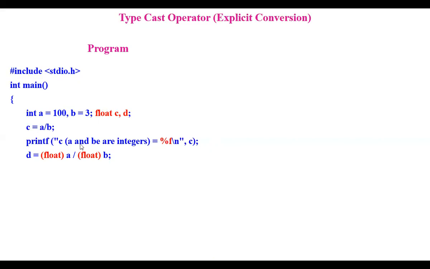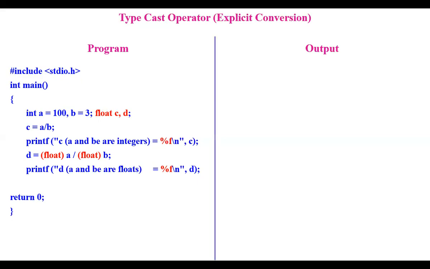And then do the division, right? This division operation is done between two float values. Here, two integer values. So D is a float here. Let us see how the result will be. So I want to display D as float. Complete the program, compile and execute.